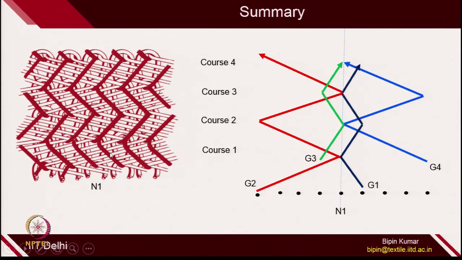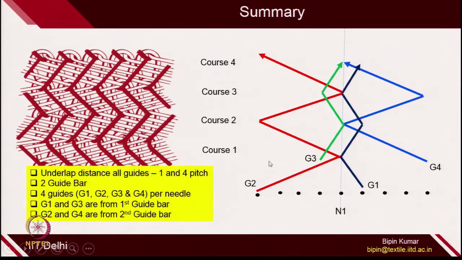Similarly, if you go for a more complicated structure where two guide bars are used and each needle interacts with four guides, the underlap distance of all guides is either one pitch or four pitches. Here this guide has one pitch and this guide has four pitches. Since the underlap distance is different, we need two guide bars, and each needle interacts with four guides during fabric formation.